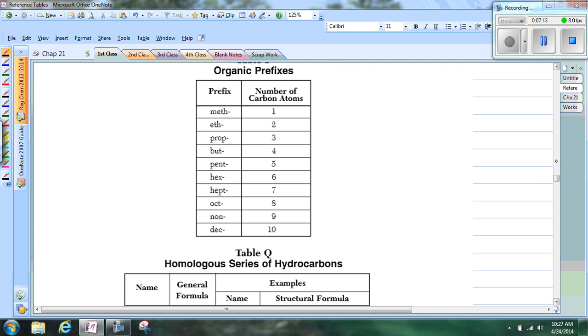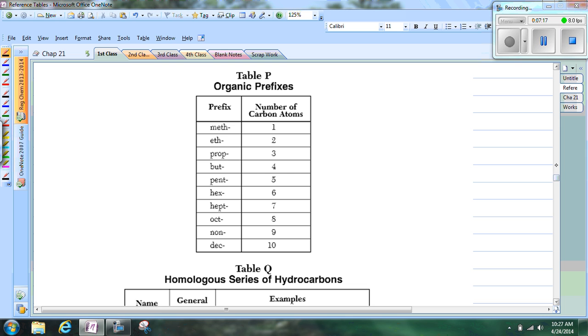Table P. Table P is a prefix for the number of carbons found in the longest chain of the molecule. So you don't have to memorize these, but have your reference table out and open because we're going to do a few of these coming up. So if you have 3 carbons, the prefix is prop. If you have 8 carbons, the prefix is oct.